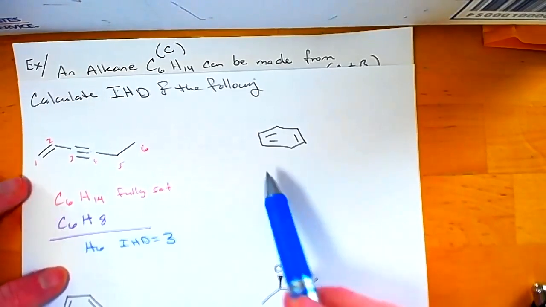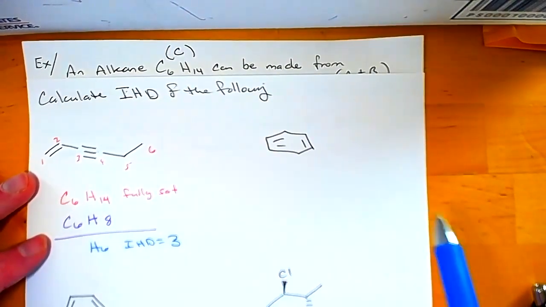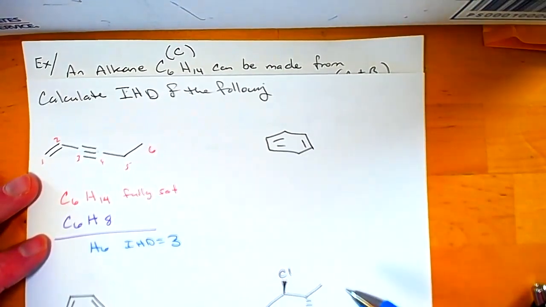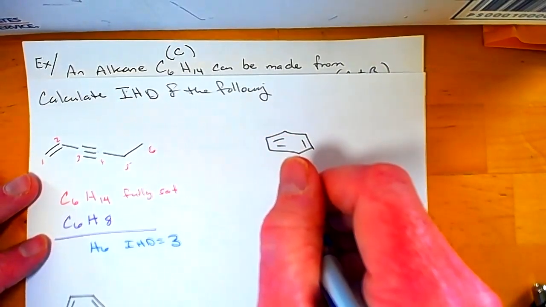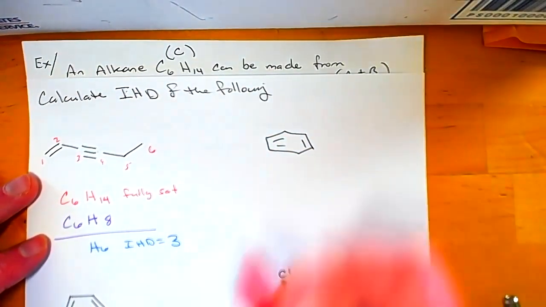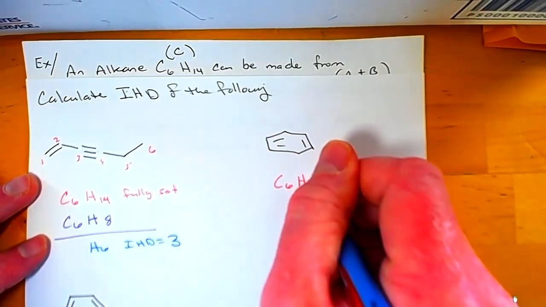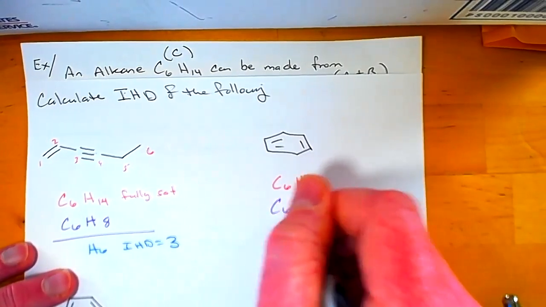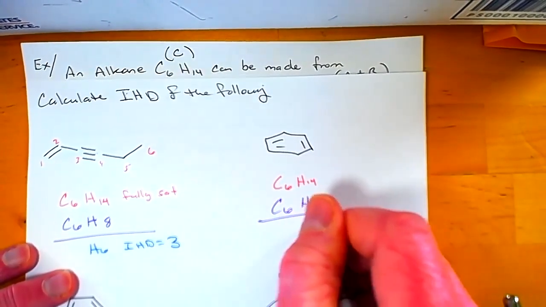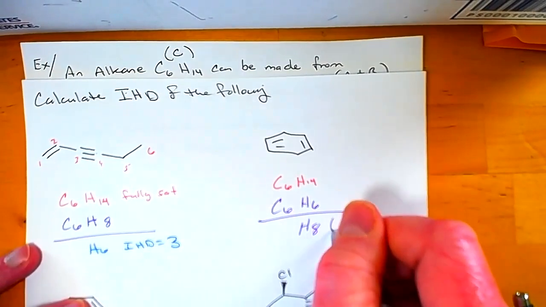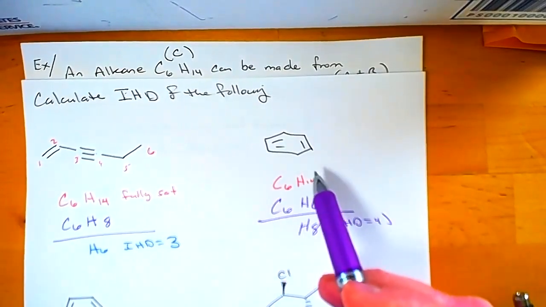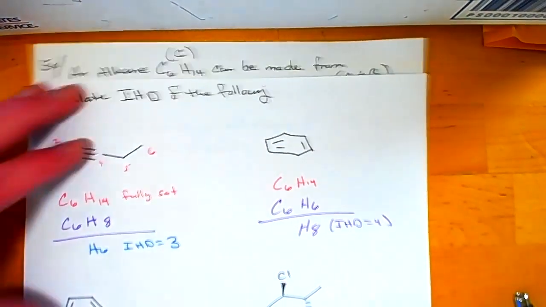Now, what do you think the IHD of this system here is without doing the math? What do you think it would be? Okay, and if you said 4, you're on point here. So this compound fully saturated is also C6H14, but as it stands at the moment, it's 6 carbons and 6 hydrogens. And so that means a difference of 8 hydrogens, which would be an IHD of 4. And that makes sense because you've got 3 pi bonds in a ring. And so that's where you get the IHD of 4.